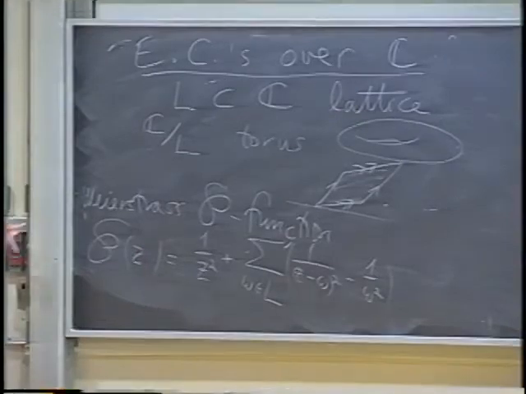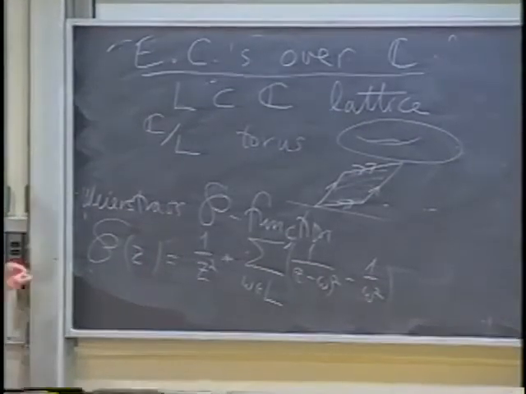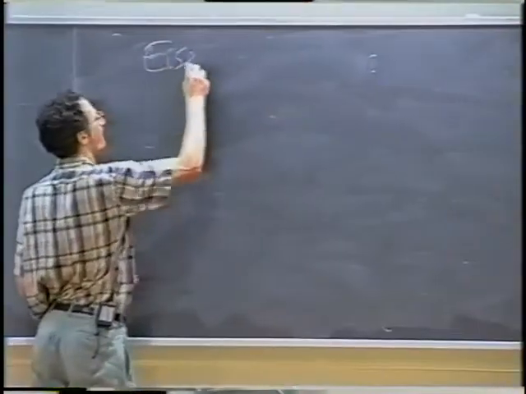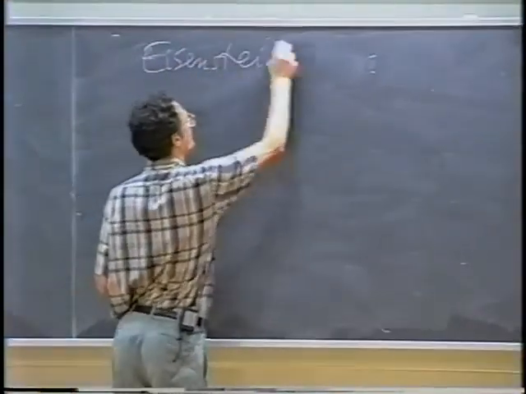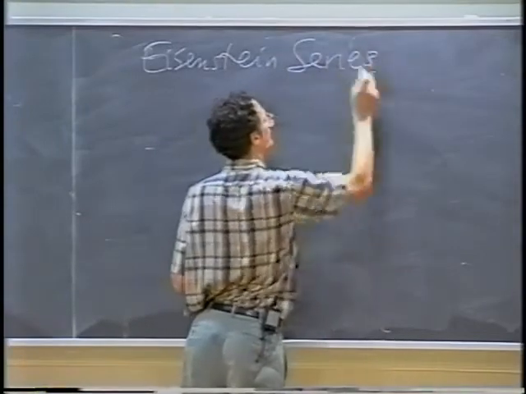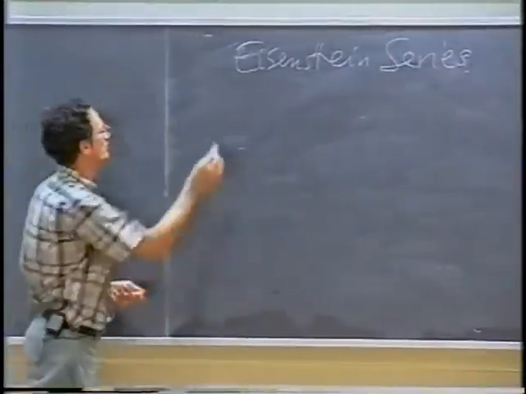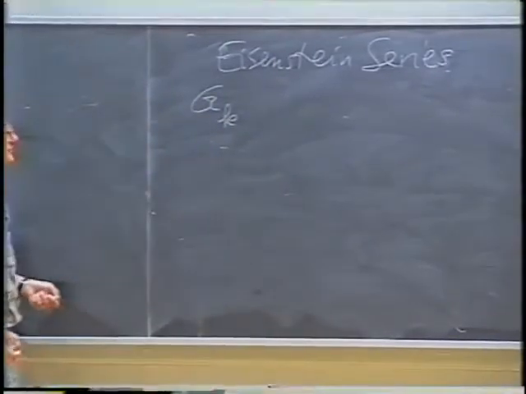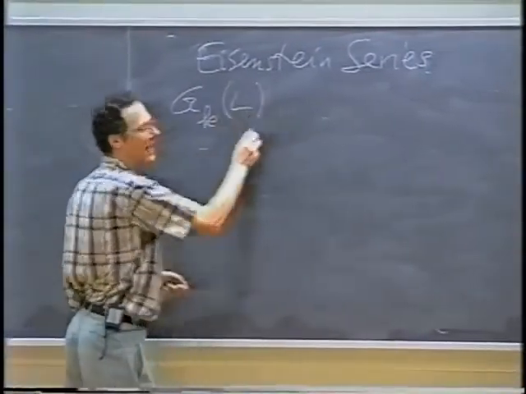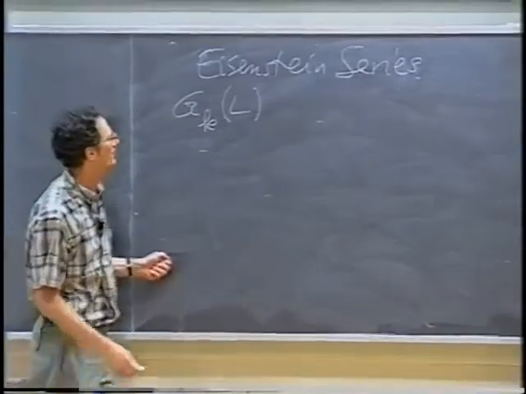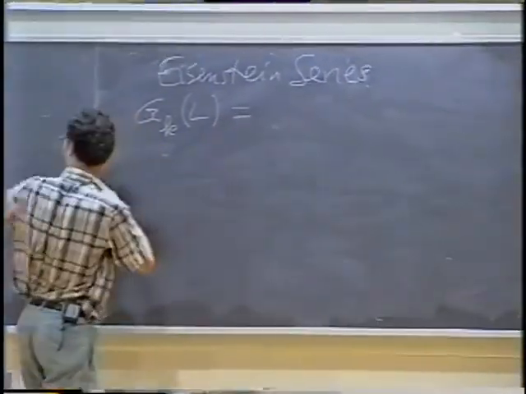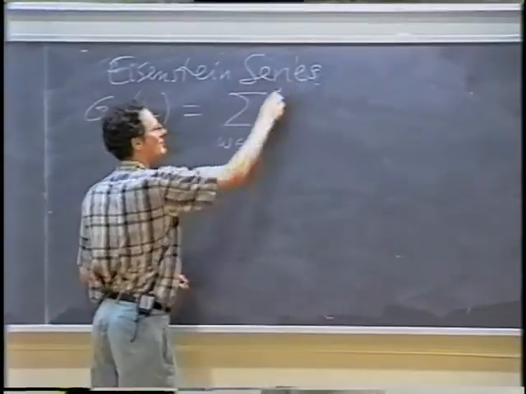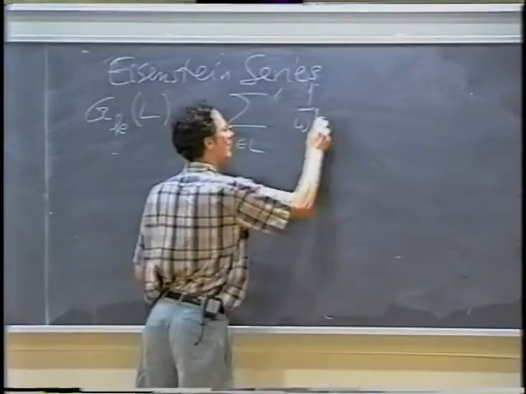Okay. So we'll be using this. Also associated to a lattice are Eisenstein series, one for each integer k, G sub k. And this depends on the lattice. It's not a function on the complex plane. Well, not that complex plane. And this you just sum over the non-zero elements of the lattice, 1 over omega to the k.